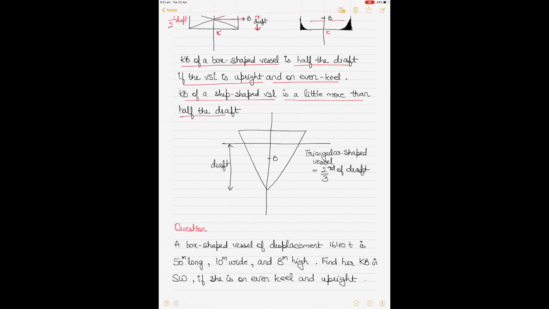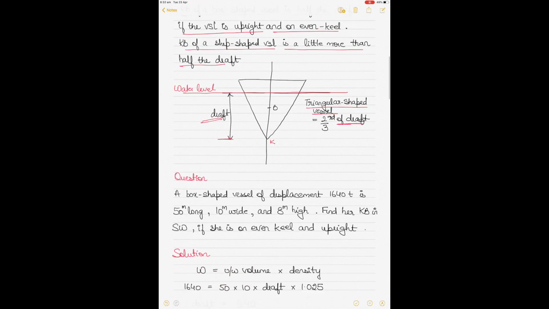Finally, for a triangular-shaped vessel, as you can see here, the KB, or the center of buoyancy, if K is here, will be about 2/3 of the draft. You can see this is the draft, this is the water level. Whenever I draw this line, it is like a water level. So from the keel of the ship to the water level is the draft. In a triangular-shaped vessel, 2/3 of the draft gives you the position of the center of buoyancy.